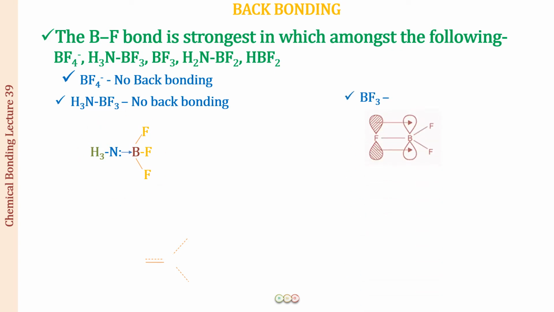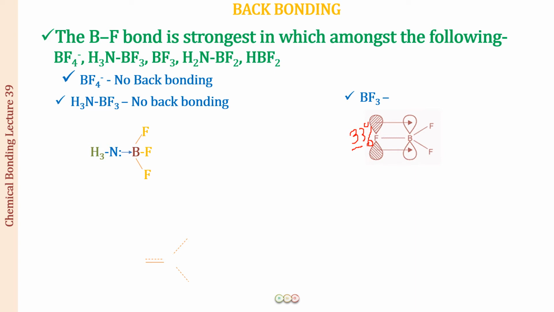Next we move on to BF3. So BF3, you all know that boron is having an empty orbital and fluorine is having an electron pair to donate. Fluorine is a second period element, boron is a second period element, so both of them can participate in back bonding and hence they do. And the contribution by each fluorine atom to forming the double bond is going to be 33%. All of them are contributing equally, right? So for each BF bond, the percentage partial double bond character is going to be 33%.